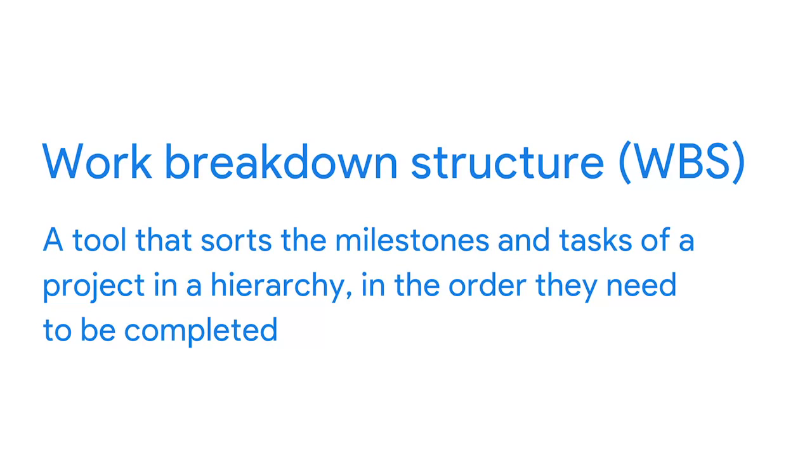So we've discussed how to set milestones. Now we'll learn how to account for the many tasks that ladder up to each milestone. You can do this by creating a work breakdown structure. Let's start with a definition. A work breakdown structure, often abbreviated to WBS, is a tool that sorts the milestones and tasks of a project in a hierarchy in the order they need to be completed.